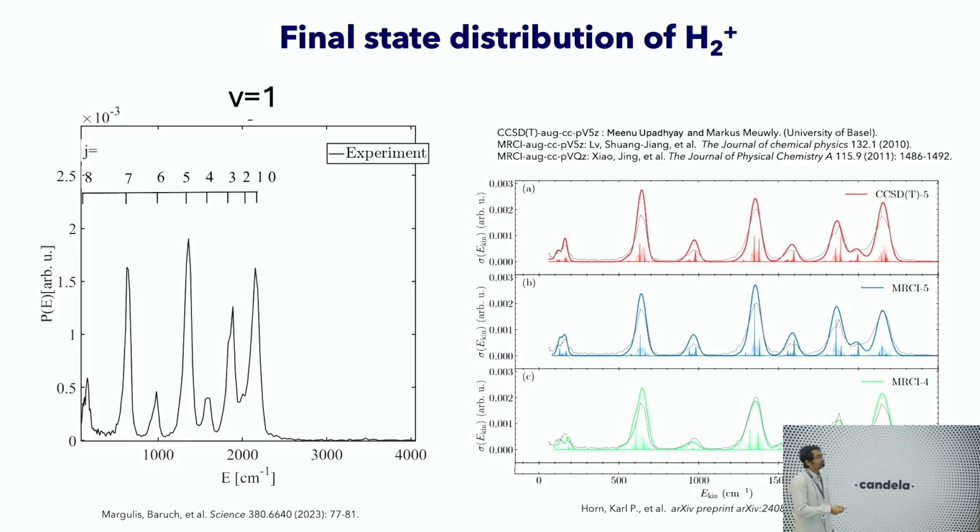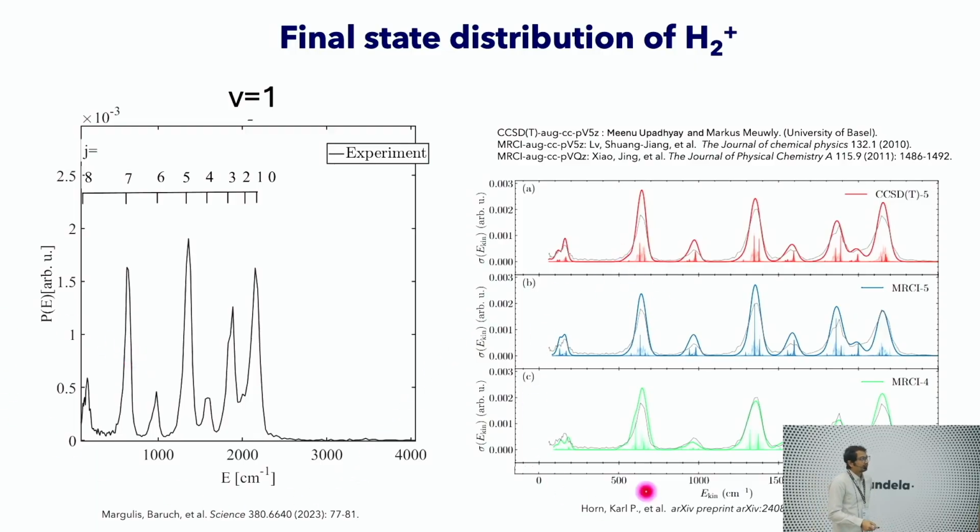So this is what we saw in the experiment. This is the distribution coming from v=1, and this is for the H2+, and the levels that you see are the rotational distribution of your H2+ molecule in the final state. So these are the different J's. This is J=7, J=8, and you see the ortho-para kind of distribution. So what next did we do?